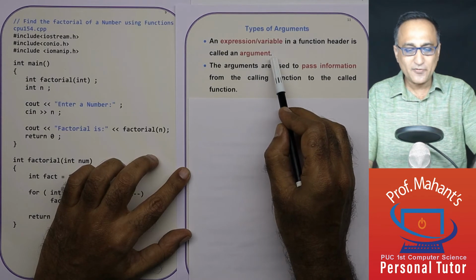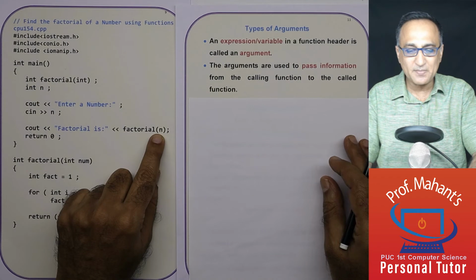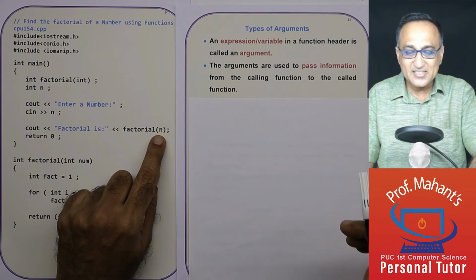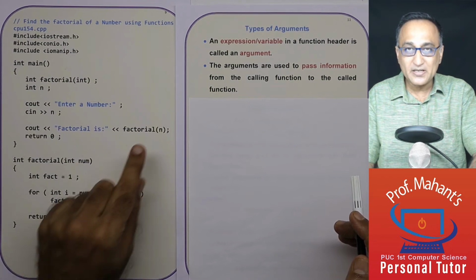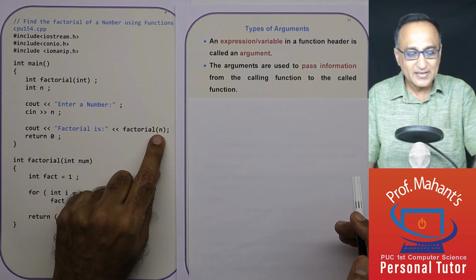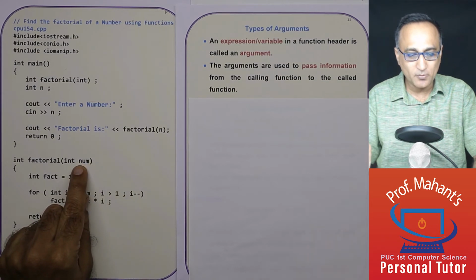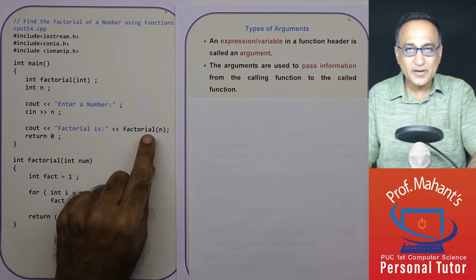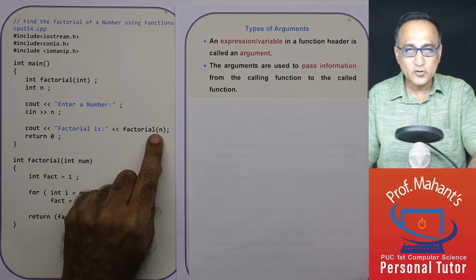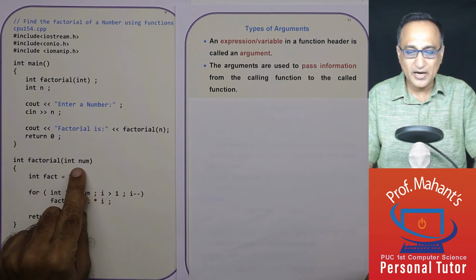Okay, so types of argument. This can be an expression, 2 plus 3 into 6, or it can be a variable. This n is known as an argument. This is known as the actual parameter or the actual argument. This number is known as the formal parameter or the formal argument. I'll repeat. Whatever is in the calling function is the actual parameter or the actual argument. This is the formal parameter or the formal argument.